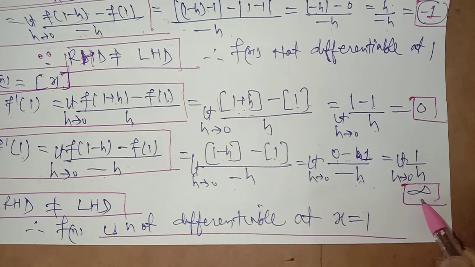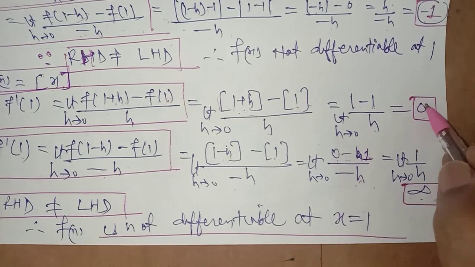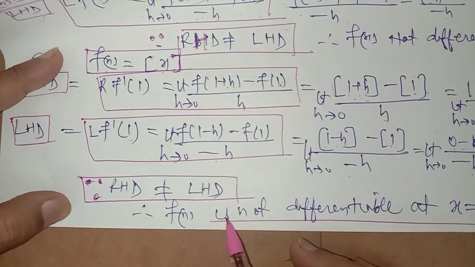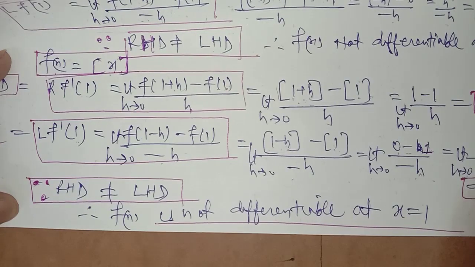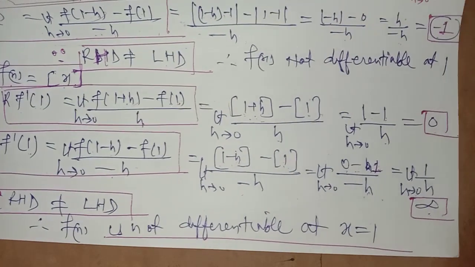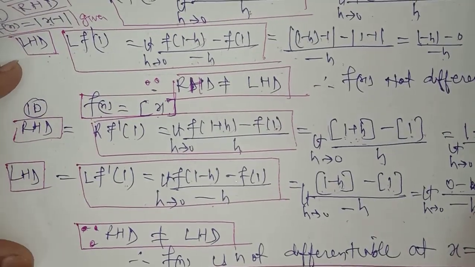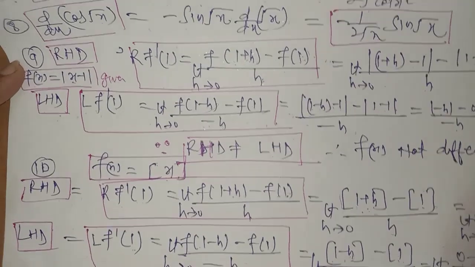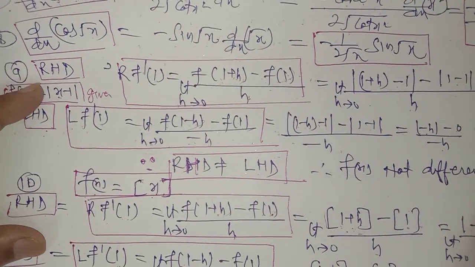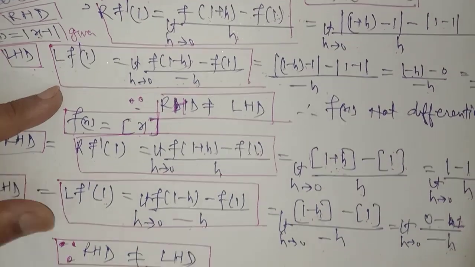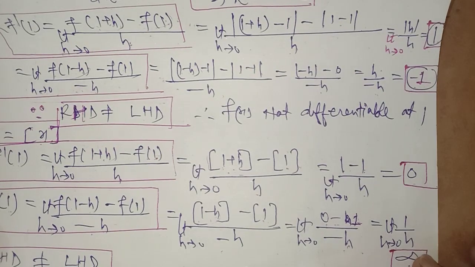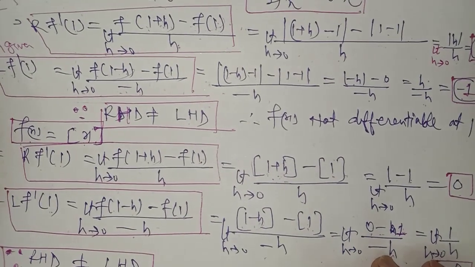This is infinity. So right hand derivative is not equal to left hand derivative. So the function is not differentiable at x is equal to 1. So this is the way we have to prove whether the function is differentiable at a particular point or not. If we find its right hand derivative and left hand derivative, and they come to be equal, then we say that the function is differentiable. Otherwise not differentiable. In both the cases we are getting not differentiable.